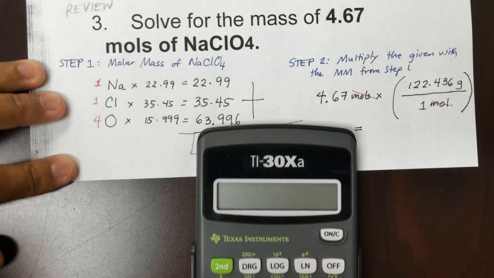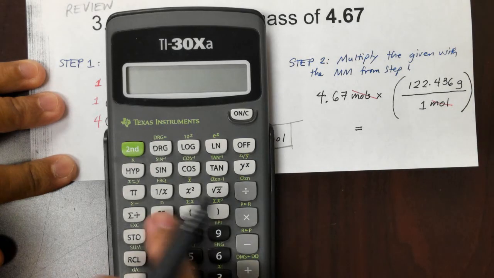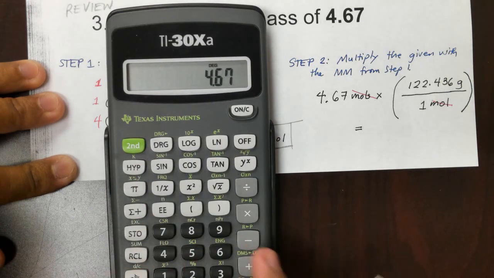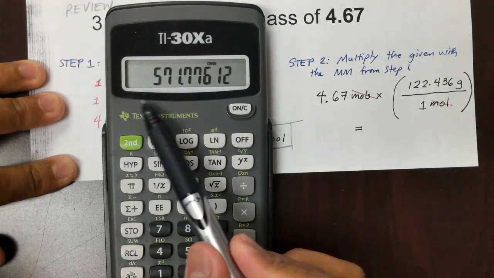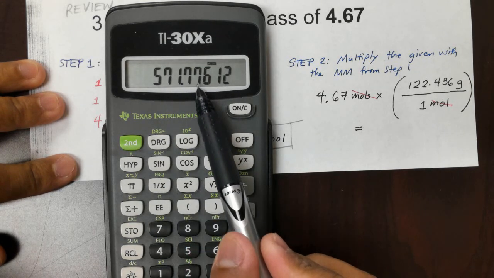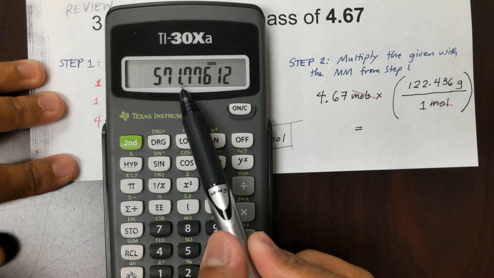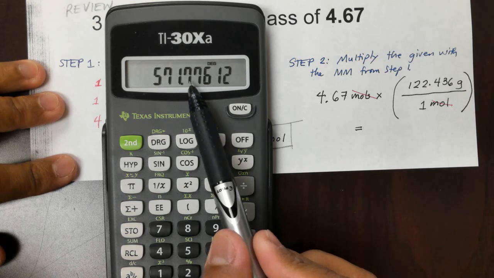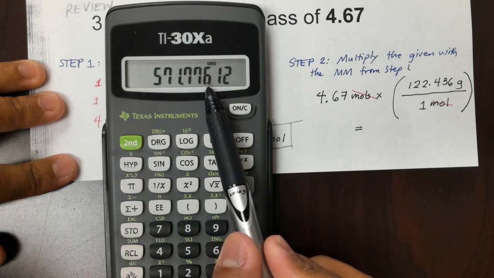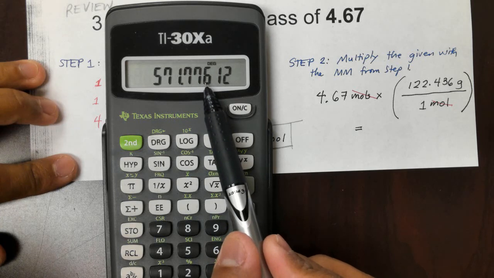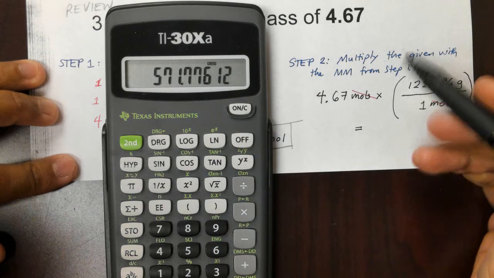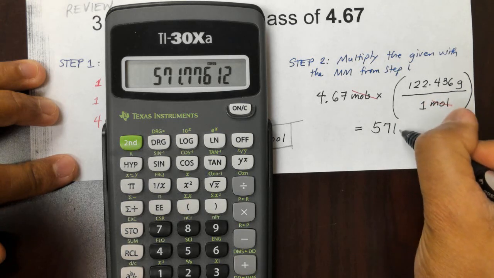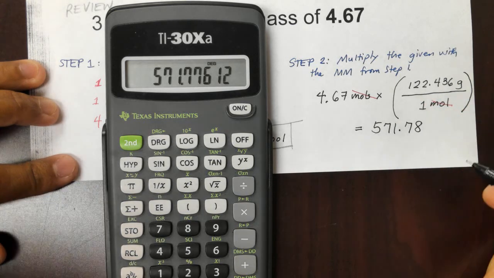So we're going to multiply 4.67 times 122.436 equals, and so we get a lot of numbers here. We just limit up to the second decimal place, which is after the decimal point. We have 2 numbers after that, so that's 77. But the third decimal place number is 6. It's above 5. So the second 7 here would have to be rounded up. So our final answer will become 571.78. So the 7 will become an 8.